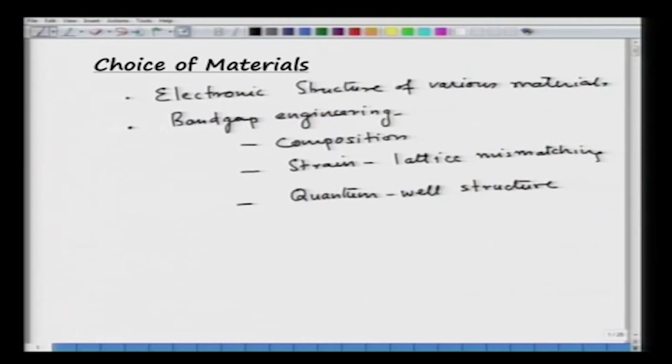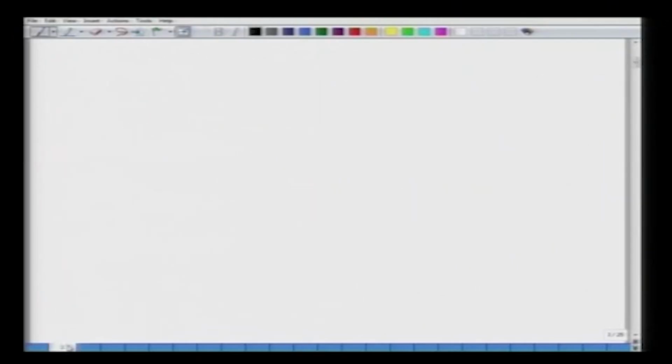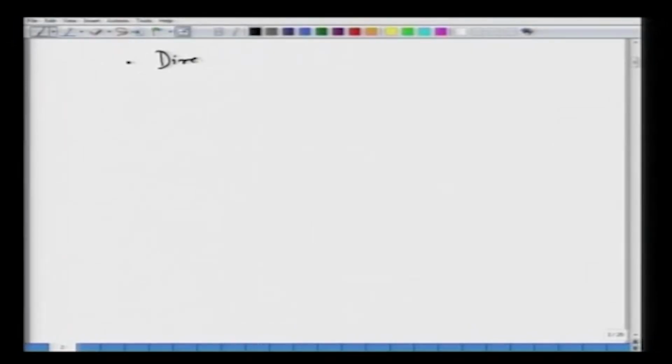To start our discussion, we will talk about 3-5 semiconductors. So, if we want to make a light emitting device, of course, the material of our choice is a direct band gap semiconductor. And 3-5 semiconductors are the ideal system for this material. Now, before I continue our discussion, I would like to make sure we are on the same page.